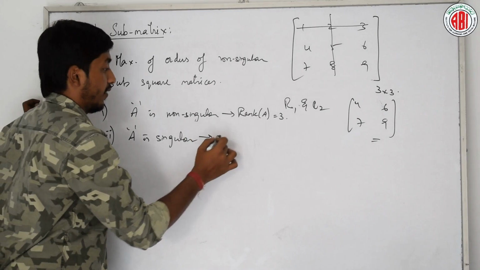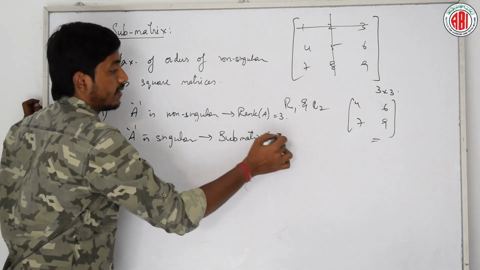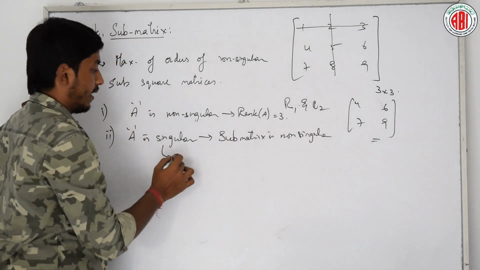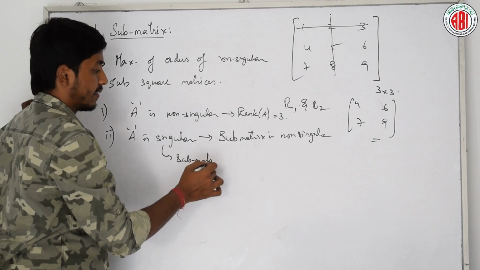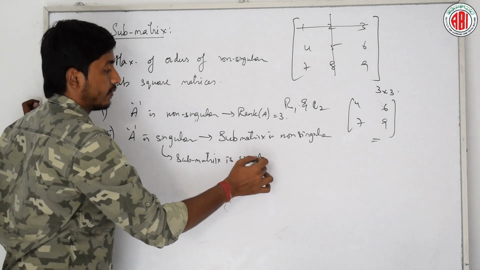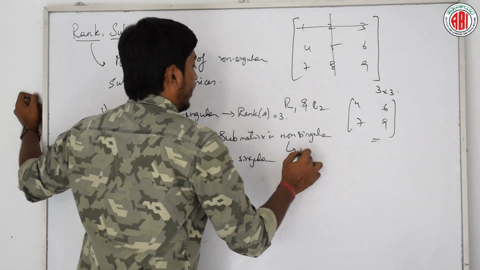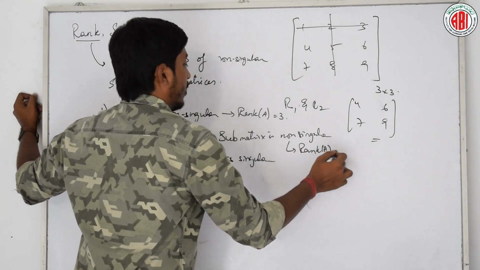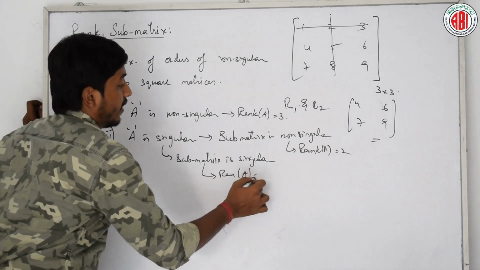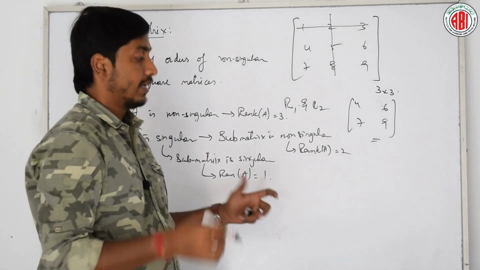That is, if a submatrix is non-singular, and again if a submatrix is singular, right? If at least one submatrix is non-singular, then the rank is 2. Even if all the submatrices are singular, then the rank of this matrix is always 1. Is it clear? Did you understand?